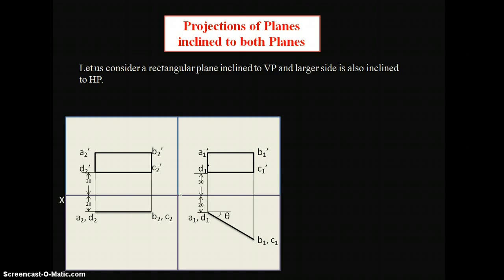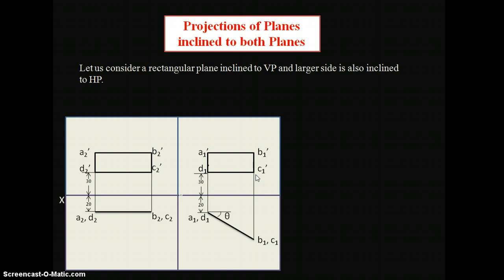Now we are going to draw the final front view and final top view. The condition here is that the plane should be inclined to the vertical plane and the larger side should be inclined to the horizontal plane. Here we have already given the inclination to the vertical plane. Next we need to give the inclination to the horizontal plane. Here the larger side is CD, which is nearer to the horizontal plane, and the CD line is inclined at a certain angle alpha that will be given in the problem.